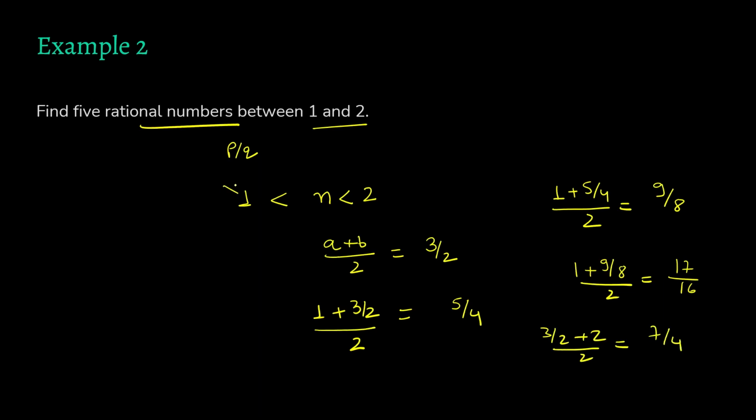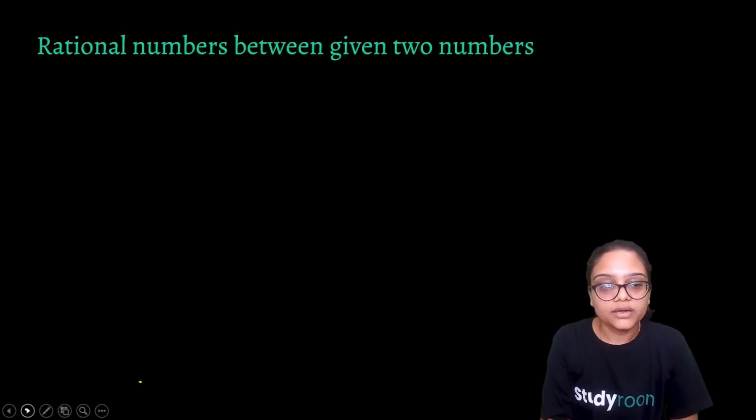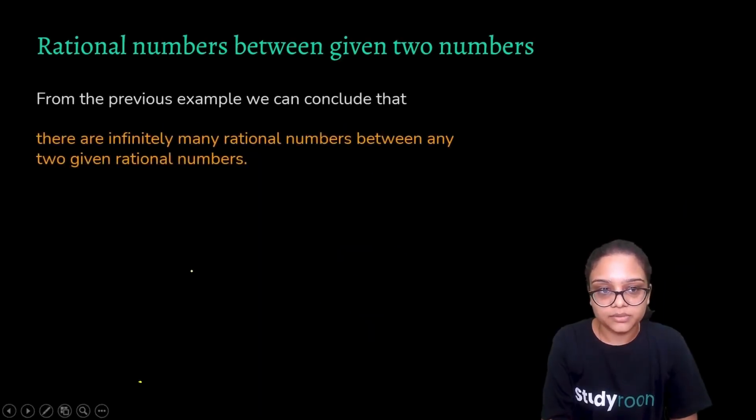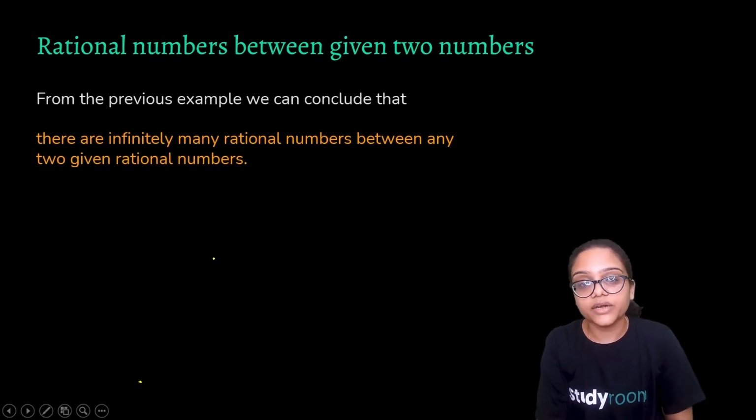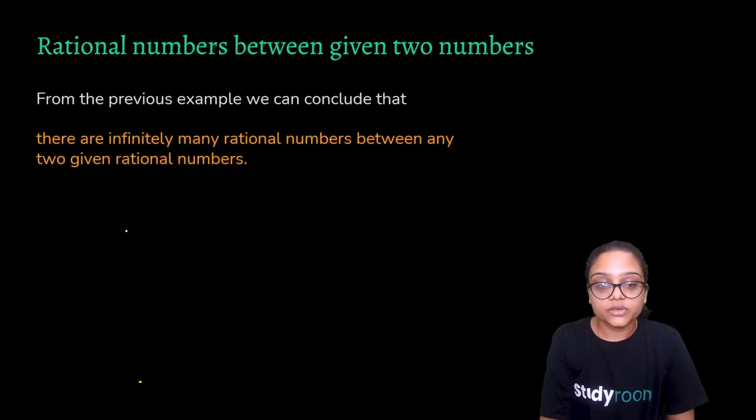What I did was I took the A and B and just keep on dividing it by 2. So next B would be the between one or next A would be the between one. It depends on you. Okay, so in this way you would get the 5 numbers. Now, rational numbers between any two given numbers. So we can say that there are infinitely many numbers between any two rational numbers. Okay, so in previous example we saw what I am saying now.